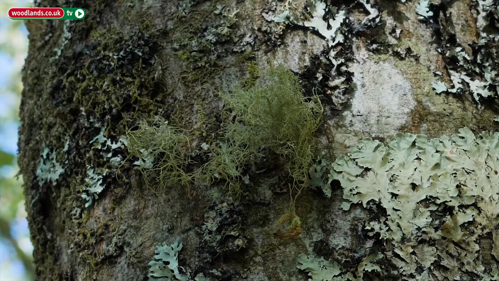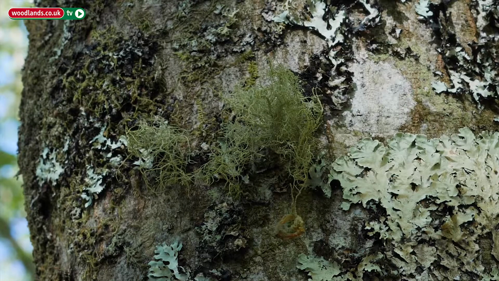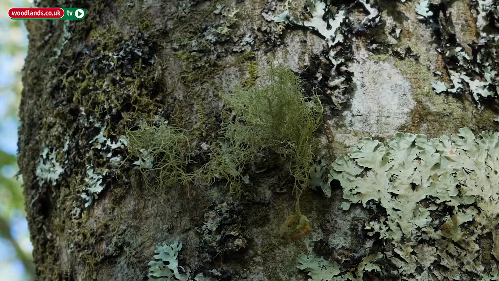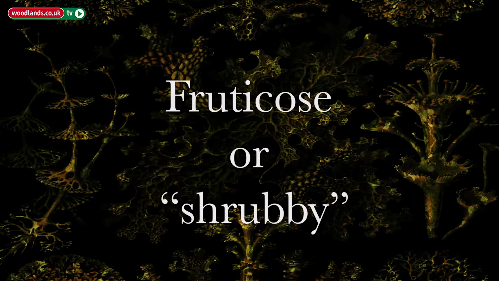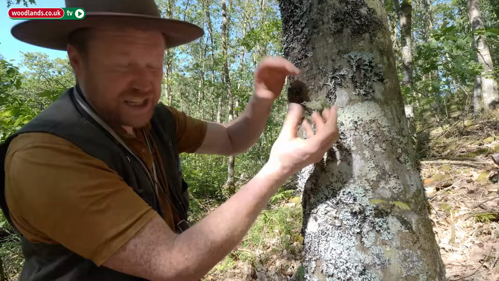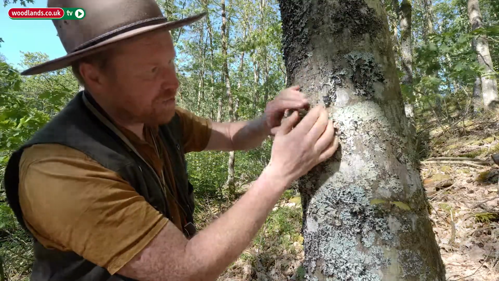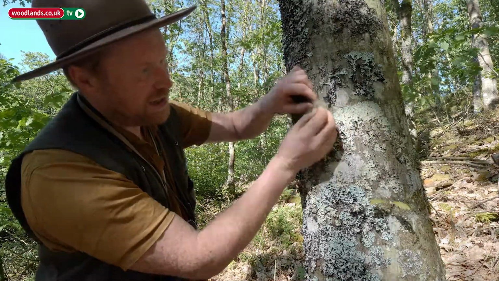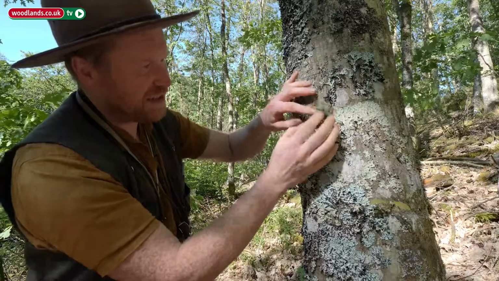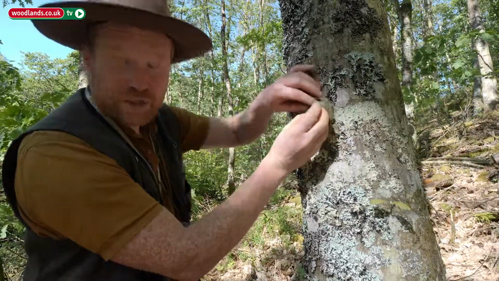The first growth form is at the top, and this is what we call, technically, the fruticose growth form, which is sometimes called a shrubby growth form. You can see why it's called shrubby. It's going out bushy like a shrub. It is attached from one point to the substrate, to the bark, and then it branches out in all directions, making good use of the space available.